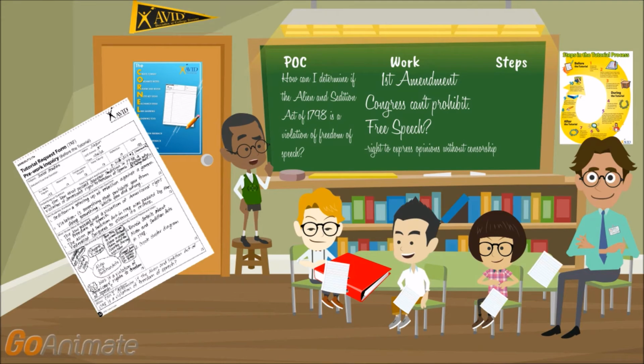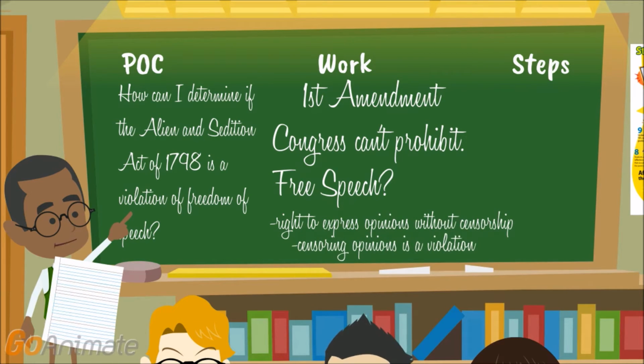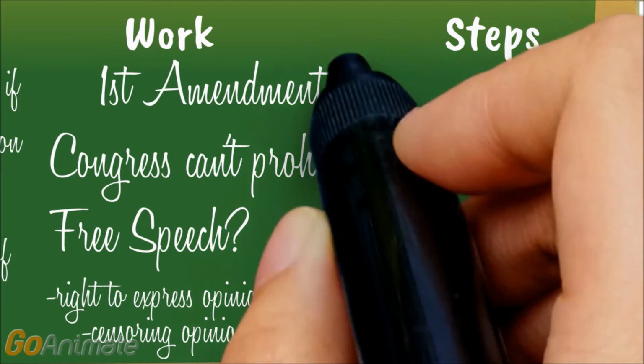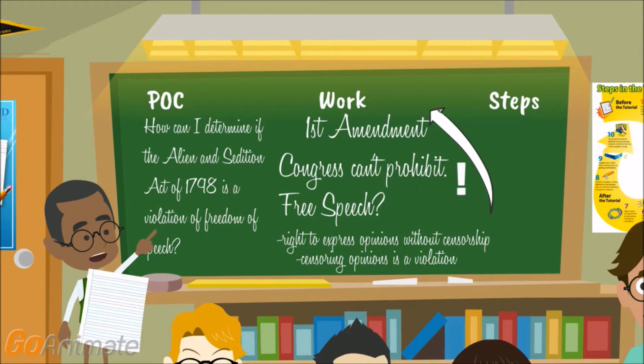Well, the original POC that I wrote on the board was, how can I determine if the Alien and Sedition Act of 1798 is a violation of freedom of speech? To answer that, I would say that it was a violation of the freedom of speech, because Congress and the President wanted to censor people's opinions, and that was a violation of the First Amendment rights that people had to express their opinion without punishment. So, these laws were violating the Constitution. I am going to mark this with an exclamation point because it is my aha moment. I think I now know what I need to know to answer my question. Thank you all for your help.